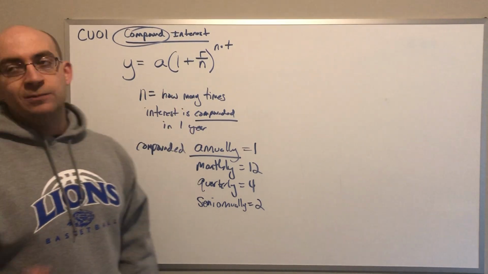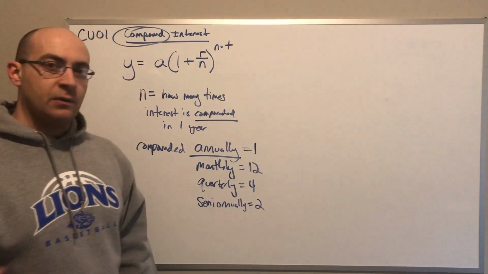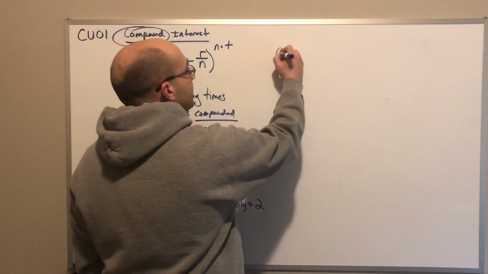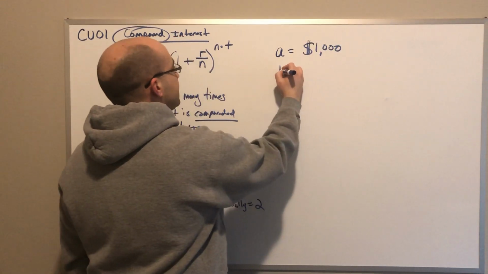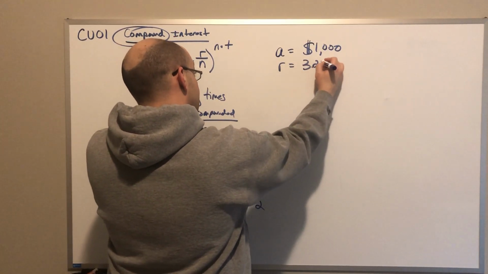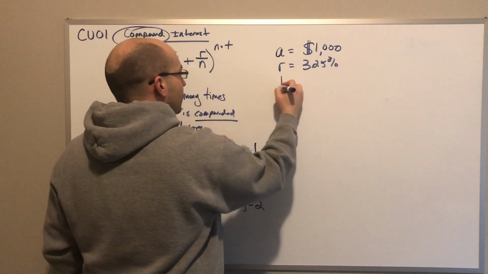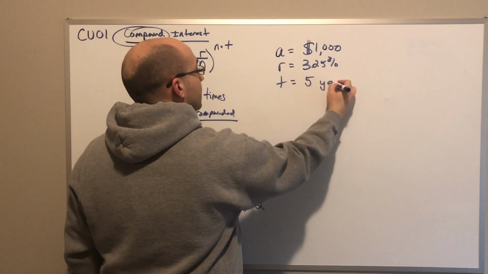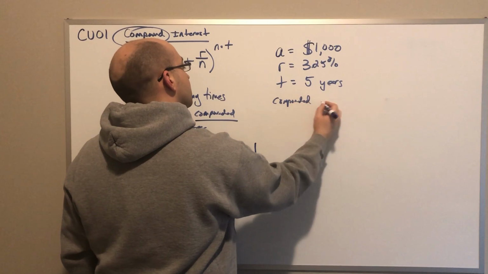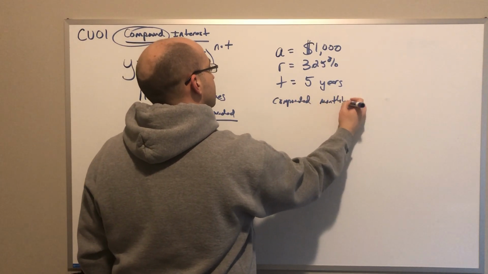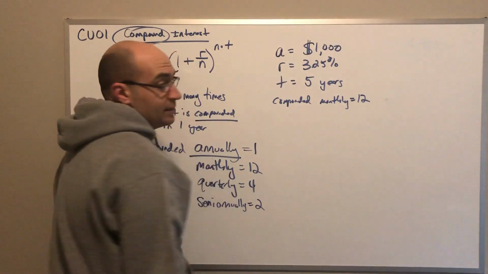So let's do like 1 or 2 problems. It's gonna be hard to write this down because I don't wanna waste your time. But let's say the initial value that you put into an account is $1,000. Let's say that the rate as a percentage is 3.25%. Let's say the time is 5 years. And it's compounded monthly. So I know that the n value is going to be 12.